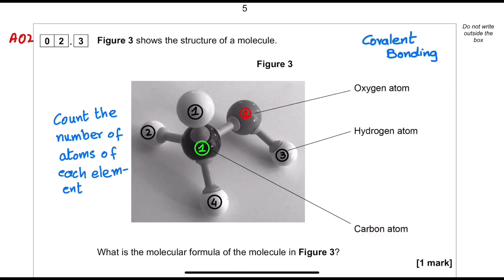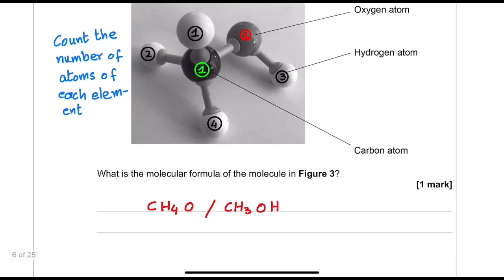This question is from the topic of covalent bonding. These lines are showing the covalent bonds between them. What is the molecular formula of the molecule in figure number 3? If we count here, there is one carbon atom, one oxygen atom, and 1, 2, 3, 4 hydrogen atoms. We can see the formula: we have one carbon, 4 hydrogen, and one oxygen. So we can write CH4O.